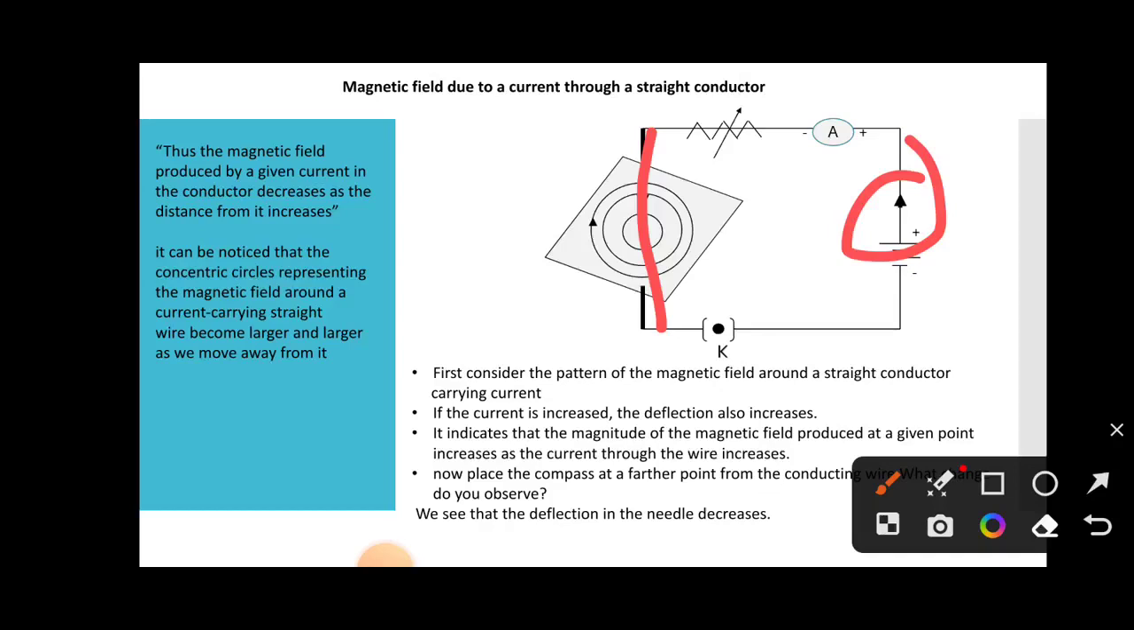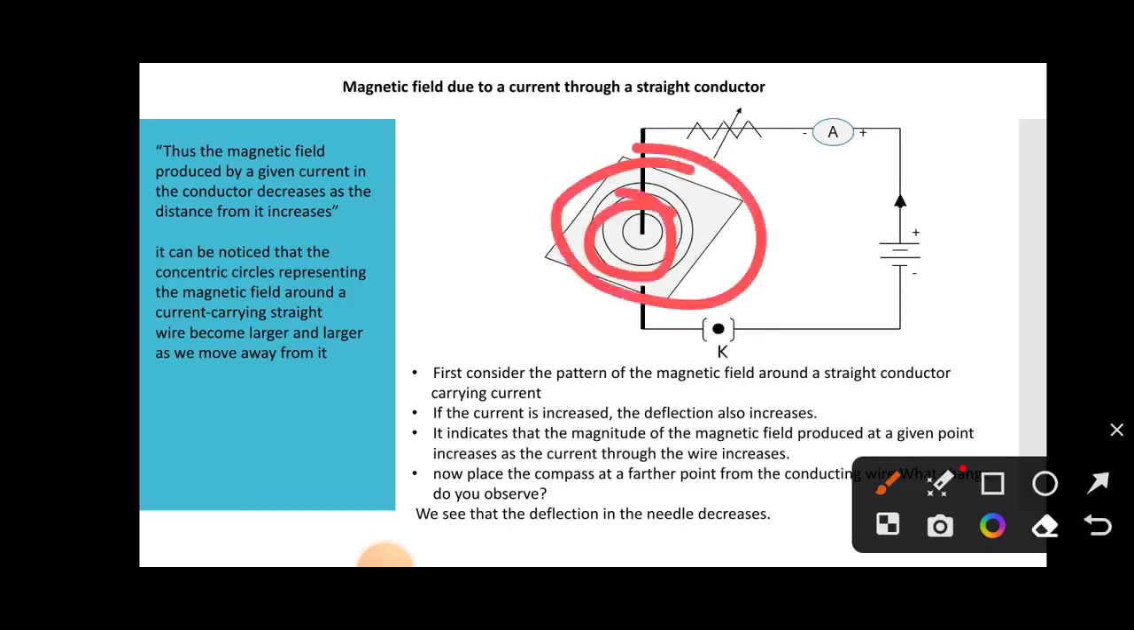It can be noticed that the concentric circles representing the magnetic field around a current carrying straight wire become larger and larger as we move away from it.